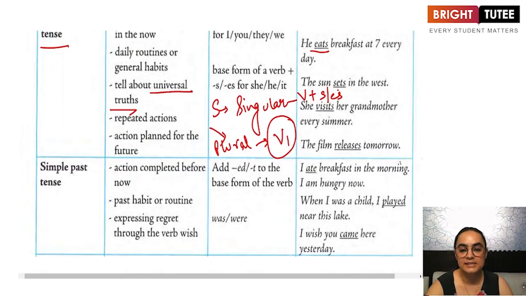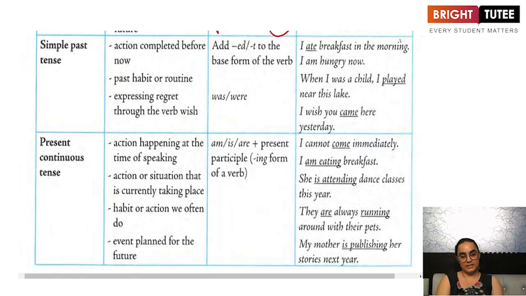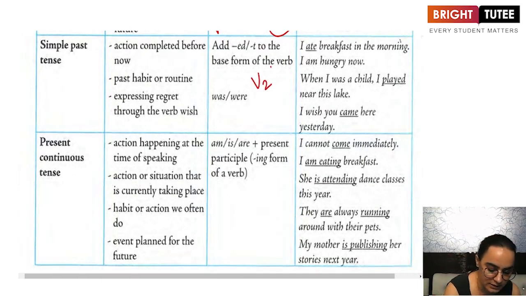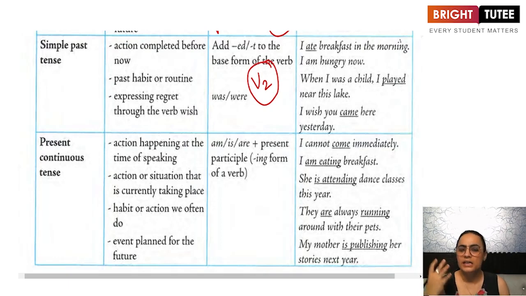The next is the simple past tense. Now for the simple past tense, we need to remember that the verb is to be used in the second form. Even if my subject is singular or it is plural, I am going to use the second form of the verb in the sentence. So, I will always use the second form of the verb.